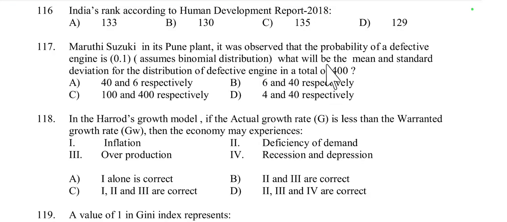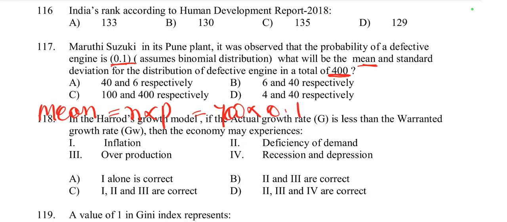So here we have to calculate the mean value. What is the mean value? To calculate the mean, the formula is n into p. Here n, the total number, is 400, and p, the probability value, is 0.1. So 400 into 0.1 is equal to 40. So here mean is equal to 40.